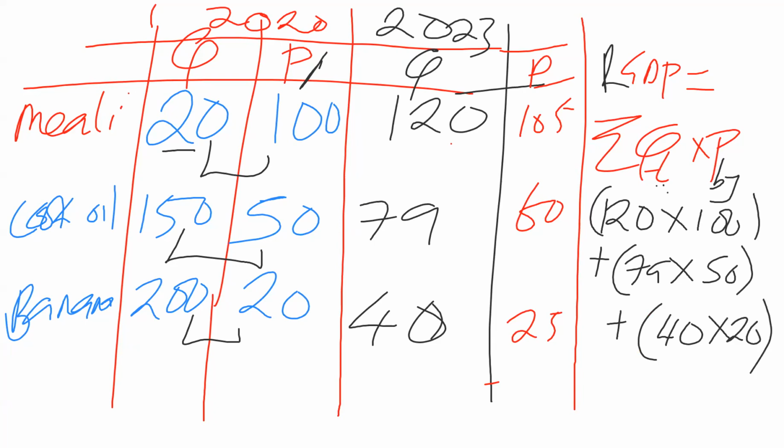And what is the real GDP now? 16,750. This is how you find the real GDP for the year, for the current year. It is just quantities of the current year times the prices of the base year. That makes sense, yeah? Now, you have known how to calculate the GDP.